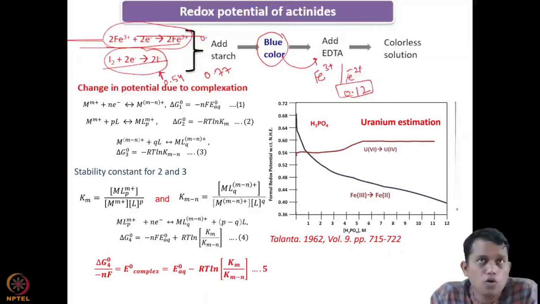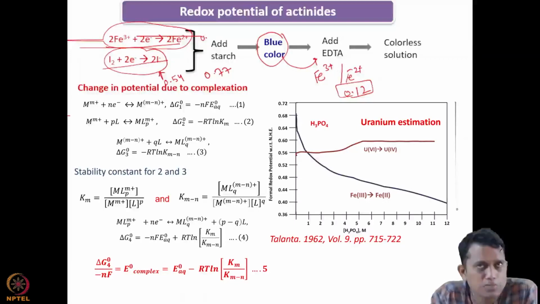Now iodine is getting reduced to iodide and your iron is getting oxidized to iron 3 plus. So this is the variation in the redox couple I just want to emphasize, just by addition of some ligand. How can we do it mathematically? It is a very simple equation that I have taken from a paper. You can just easily see that.